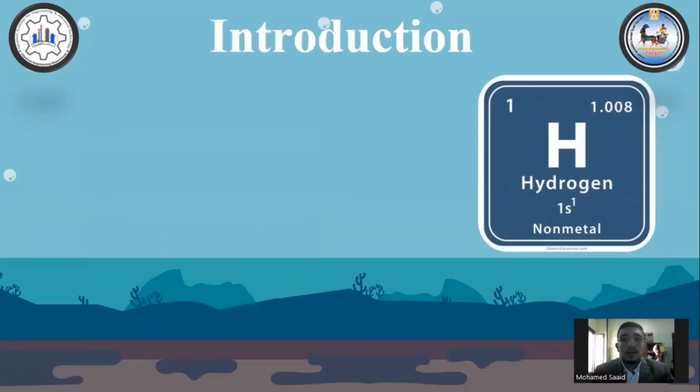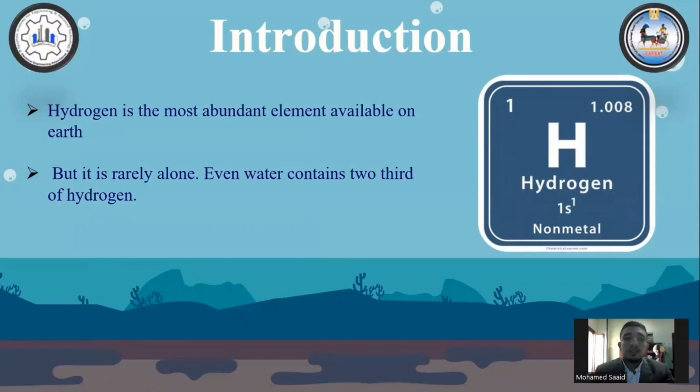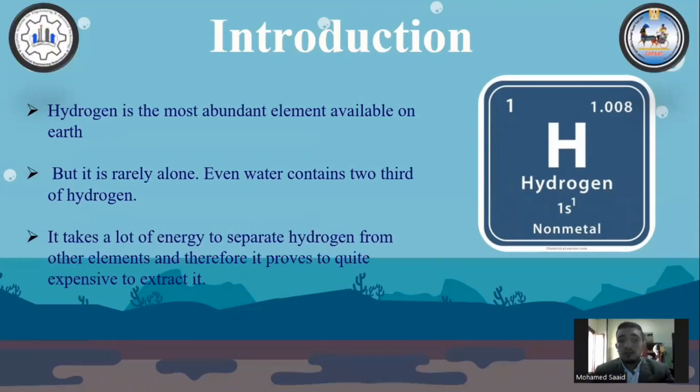Hydrogen is the most abundant element available on Earth, but it's rarely alone. Even water contains two-thirds hydrogen, so it takes a lot of energy to separate hydrogen from other elements. It's too expensive to extract it.